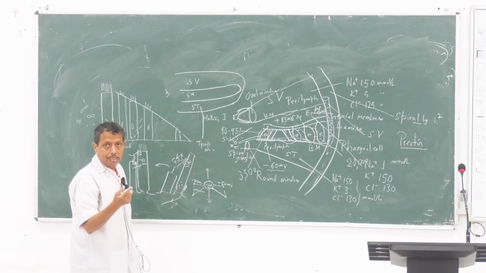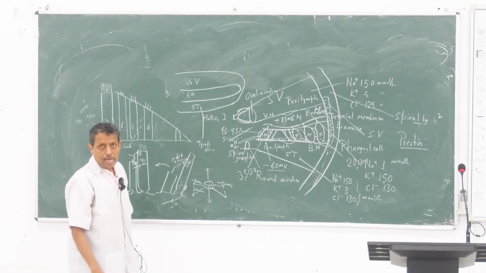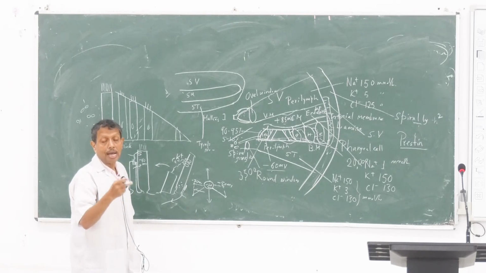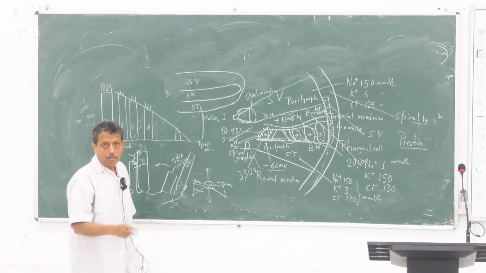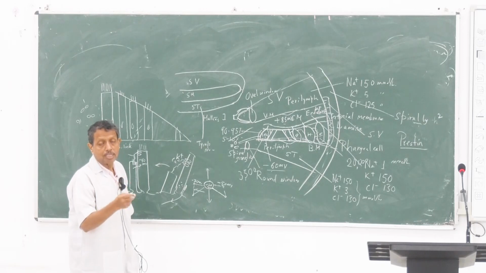Outer hair cells contract during depolarization and relax during hyperpolarization. In this way, they increase the amplitude and clarity of the sound. And outer hair cell function loss is associated with deafness.